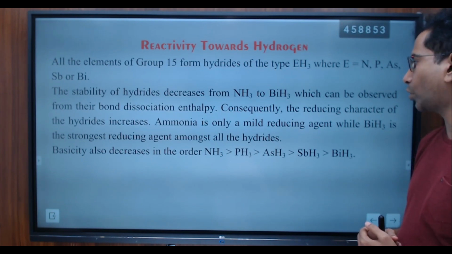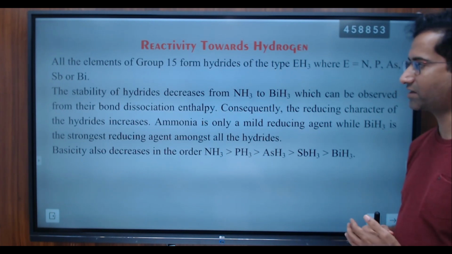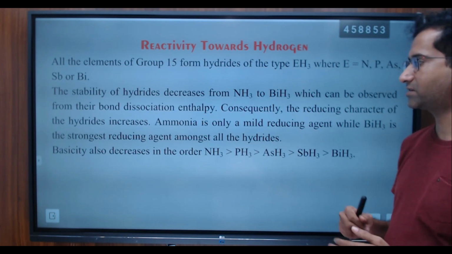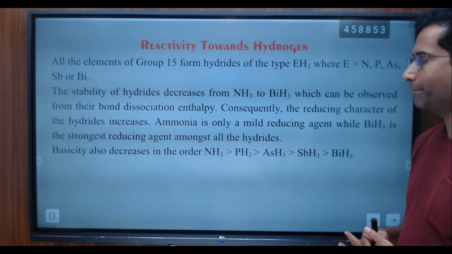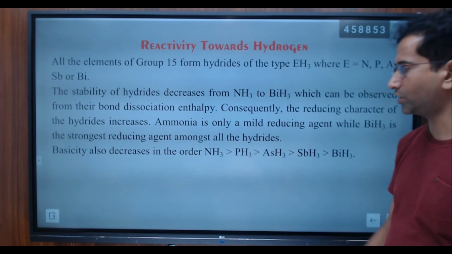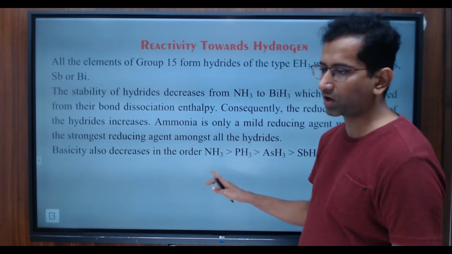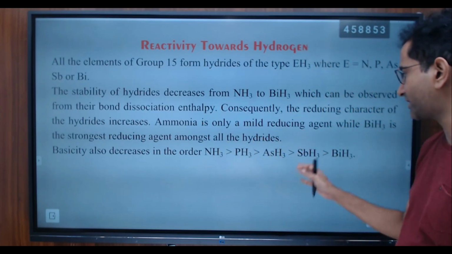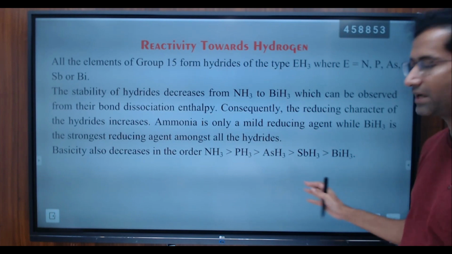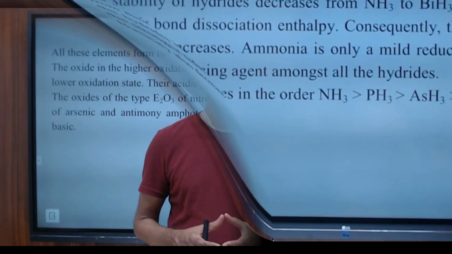Ammonia is only a mild reducing agent, while BiH3 is the strongest reducing agent of all these hydrides. And basic strength, as I have explained to you, is totally based on what? Totally based on s character: NH3, PH3, AsH3, SbH3, BiH3, in decreasing order.